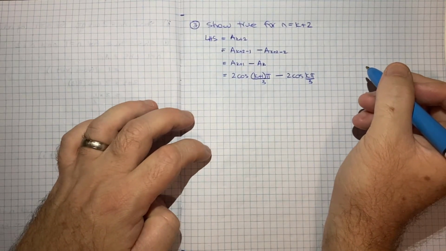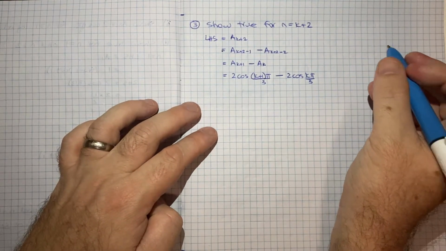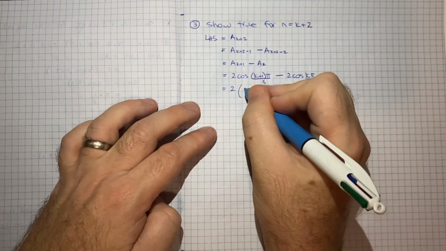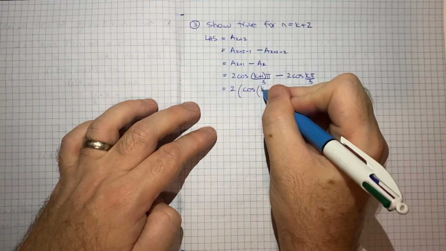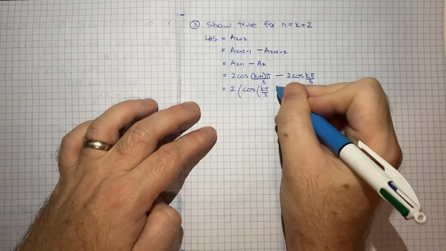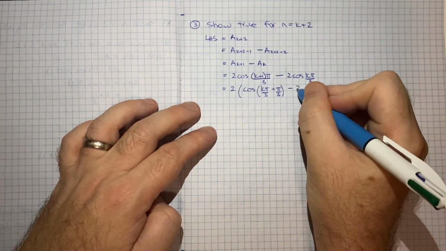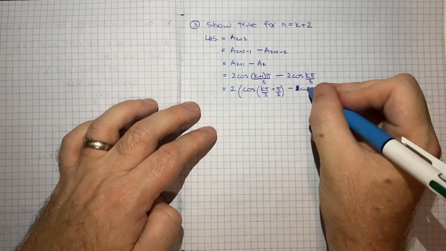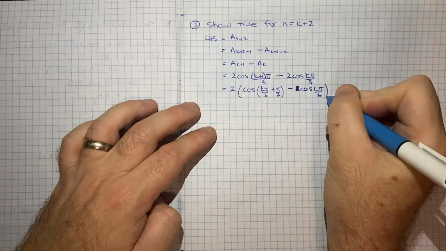Alright, now maybe it might help to simplify this a little. So let's factor out the 2. So this is going to be 2 of cos, and I might expand this, so we'll get k pi on 3 plus pi on 3 minus 2 cos, minus just the cos, I've factored out the 2 already, so minus cos k pi on 3.